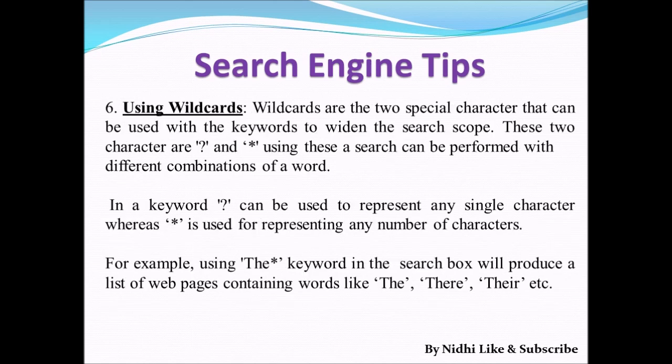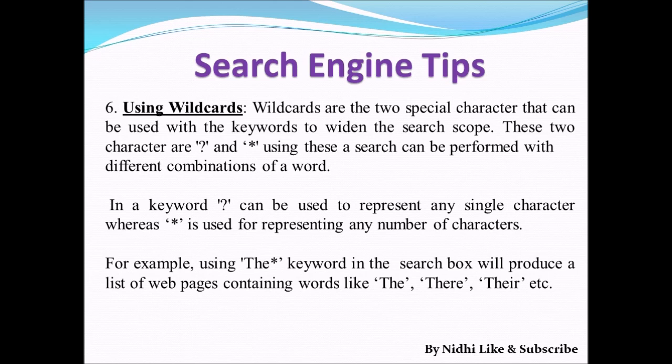Next is using wildcards. Some particular characters we can use for searching. So wildcards are of two types. One is the question mark and one is the asterisk symbol. So using these, searches can be performed with different combinations of words. For example, if in a keyword you have forgotten one single character, then you can use this question mark in place of that. It will search according to that.